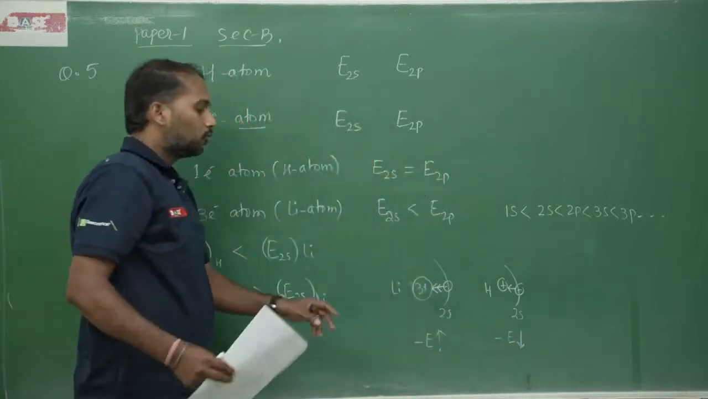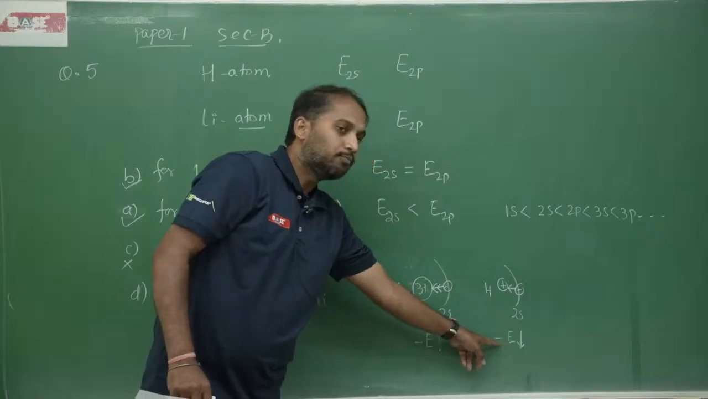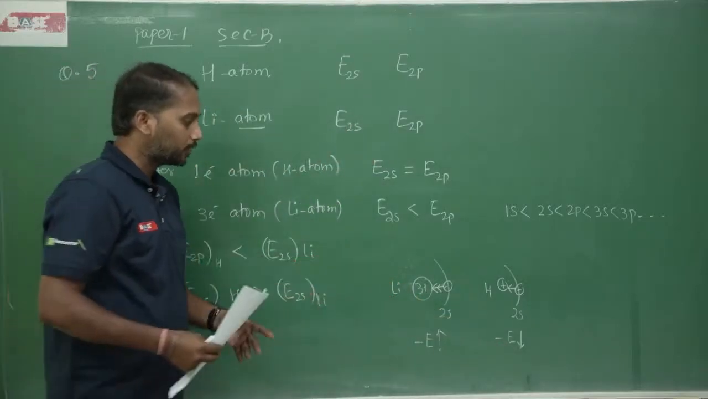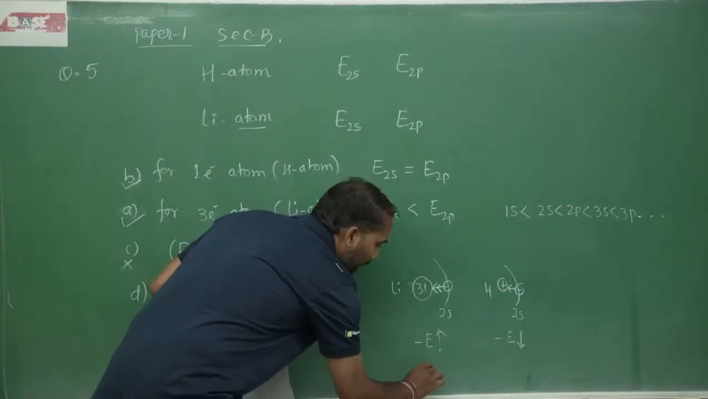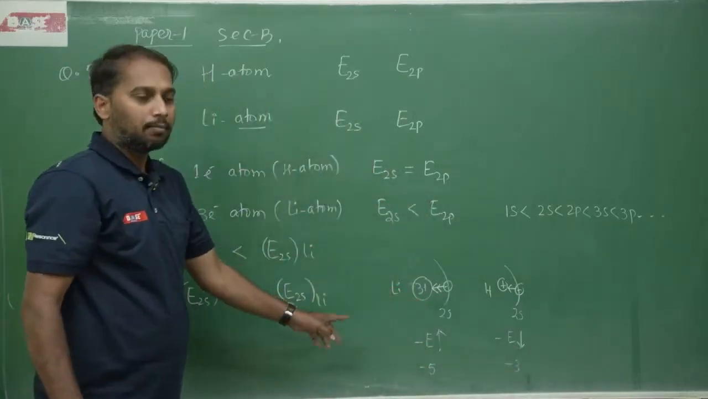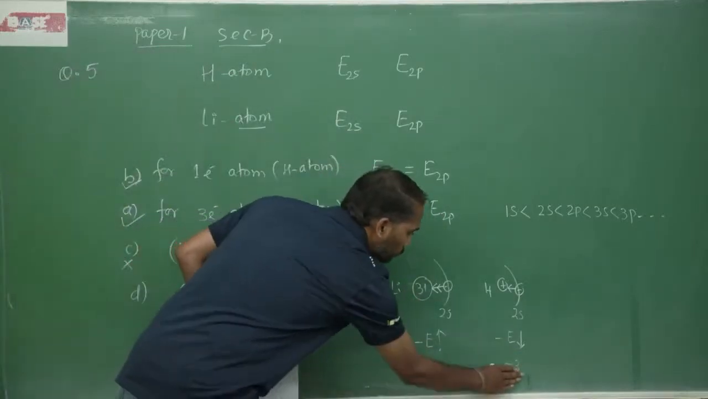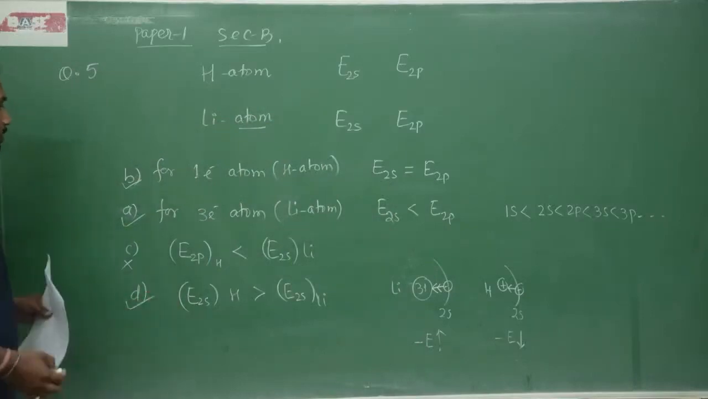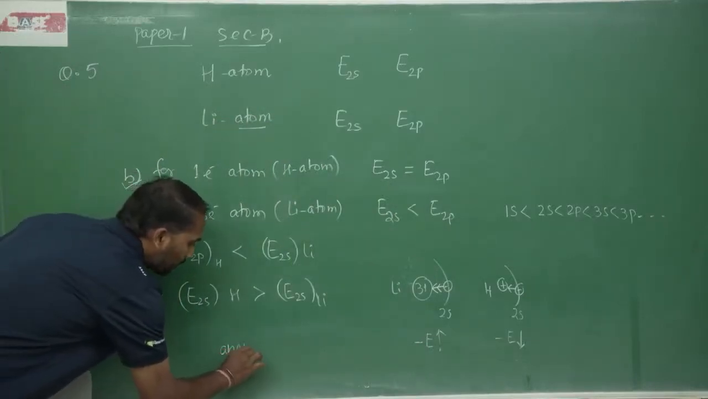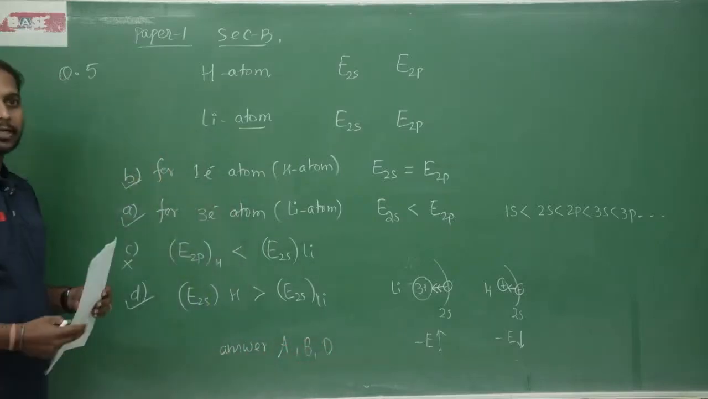Is that clear? The negative sign has mathematical significance. Hydrogen has less negative energy, meaning overall hydrogen has more energy than lithium. Imagine this is -5 and this is -3; then -3 is greater than -5. That is why hydrogen is greater than lithium. So this option is also correct. So the answer will be A, B and D overall. These three options are the correct ones.